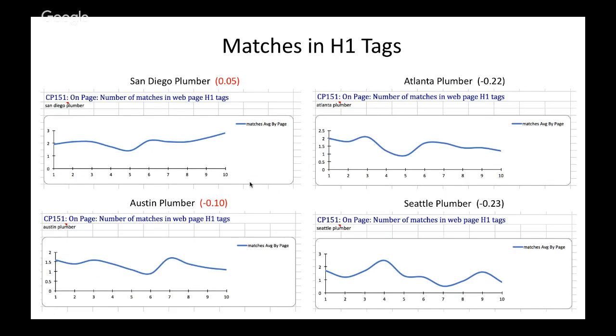Matches in H1 tags, again, in two markets, it didn't correlate. In two markets, it did. But again, what's also interesting here is they all dial in to about 1.5 to 2. So people are tuning the same just about everywhere.